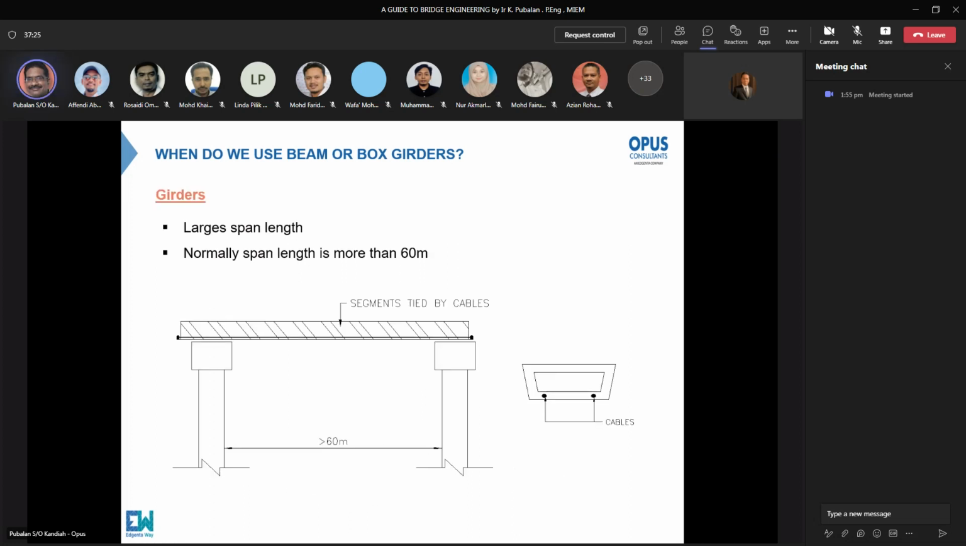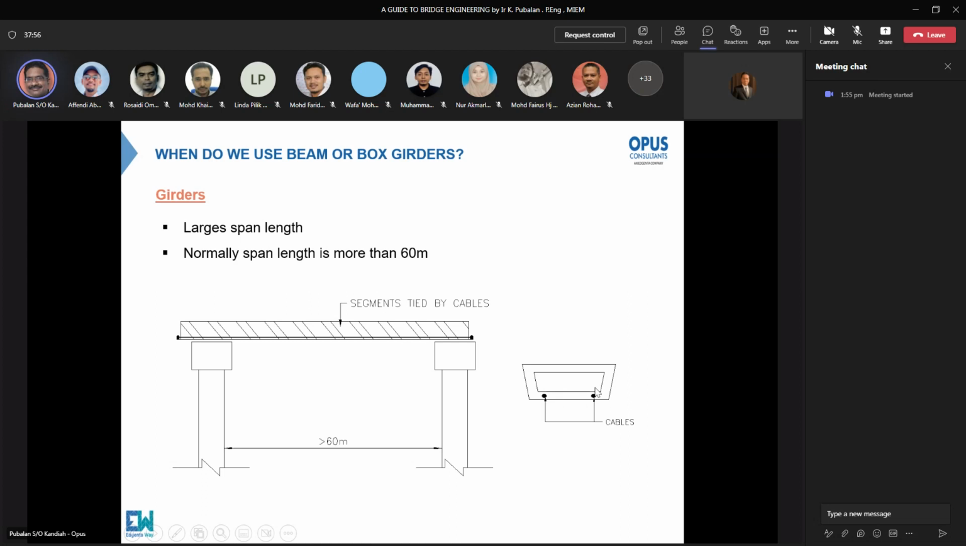So for larger span length, what do you do when you need a crossing which is more than 60 meters? So you design a box girder. Why do they call it box? Because inside there is a void. So it's like a shoe box, you know. So it's a box because inside there is a void. So you can have recessing cables to it to give it more uplift effect.